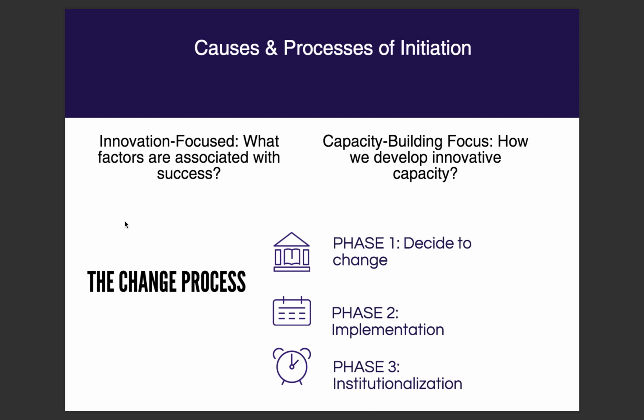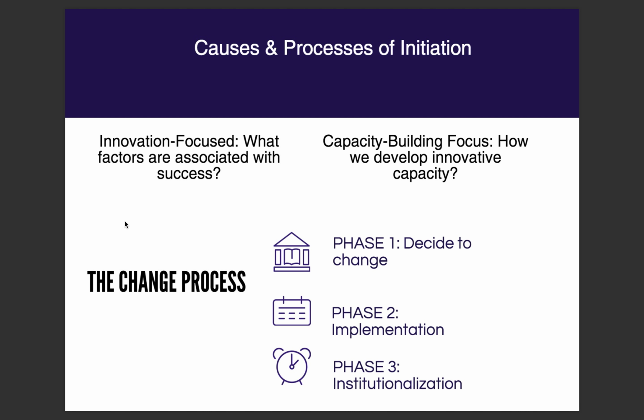As you can see, two of the highlights from this chapter are innovation-focused change, which deals with the factors associated with success. So this is something that may have happened previously. Then there is capacity-building focus and how well people develop capacity. And that's really more of the crux of the chapter, and it's what I'd like you to take away from that. Within the change process, Fullan talks about 3 phases.